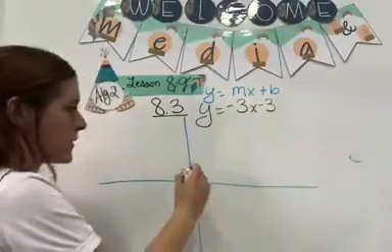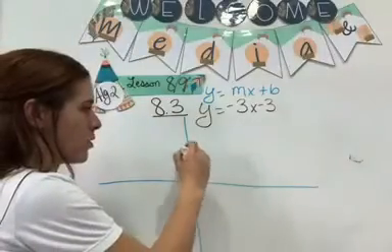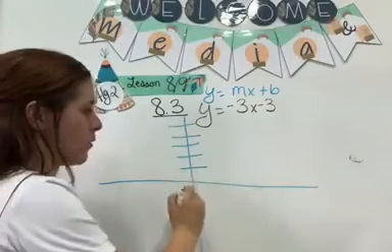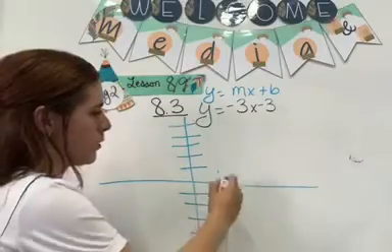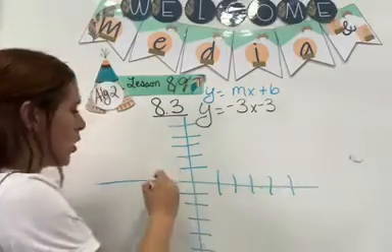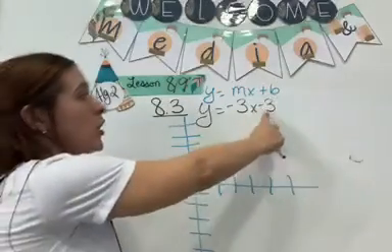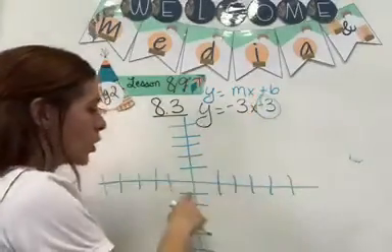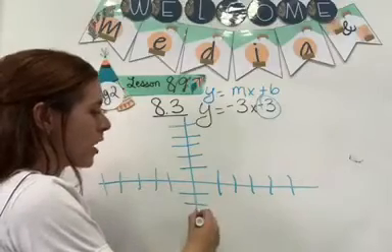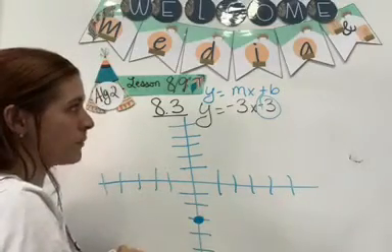Okay, let's just start out with some random lines. 1, 2, 3, 4, 5 in each direction. Okay, start on your y-intercept, that's -3. So you go 1, 2, 3. It's crossing the y at -3.